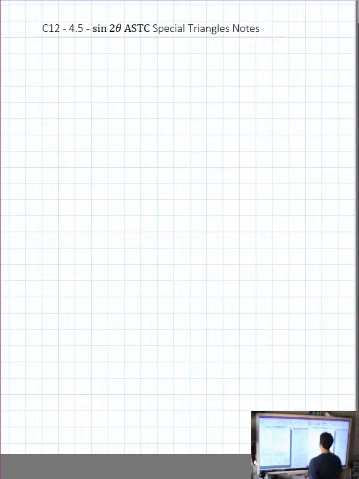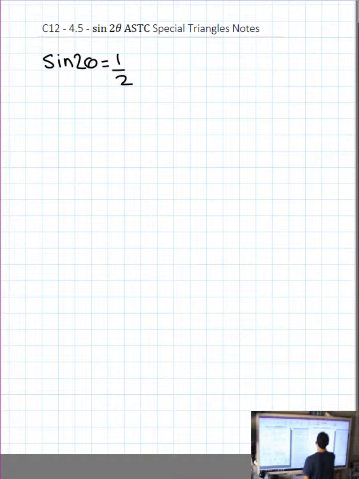Okay, so now let's move on to a period change. Solve for theta between 0 and 2 pi and the general solution. So let's take the equation, sine 2 theta is equal to 1/2.